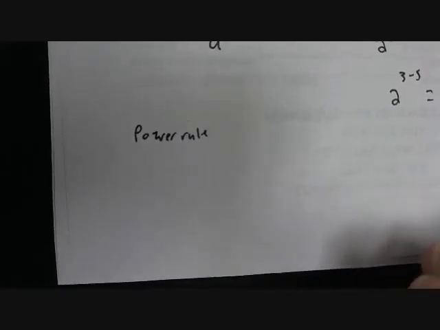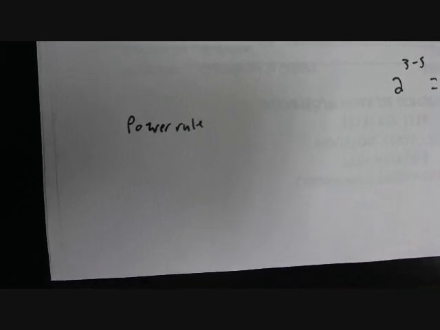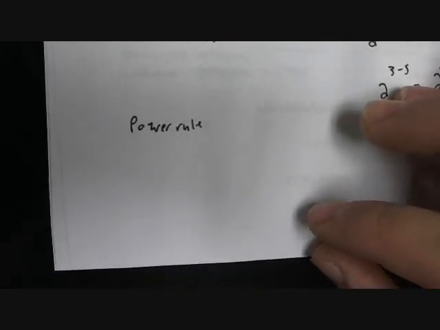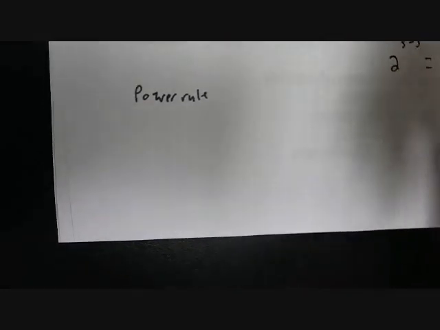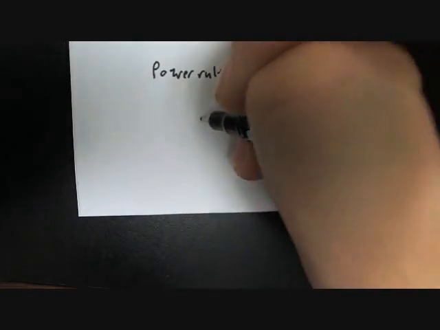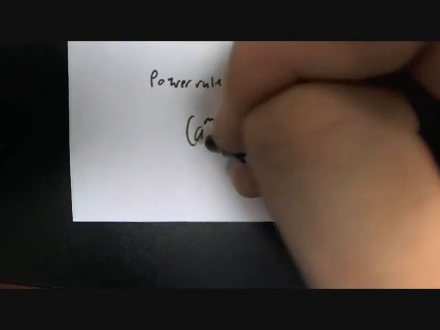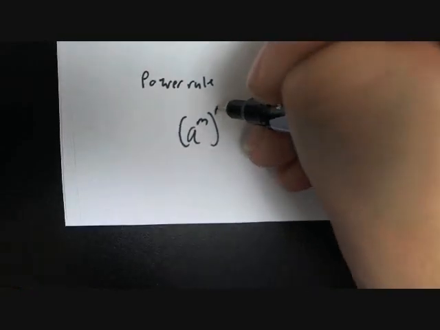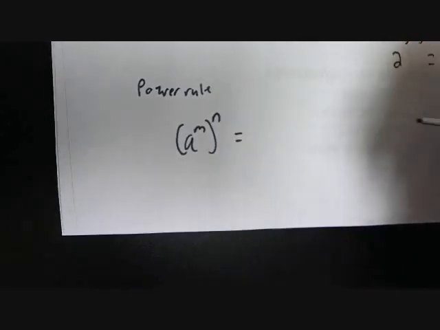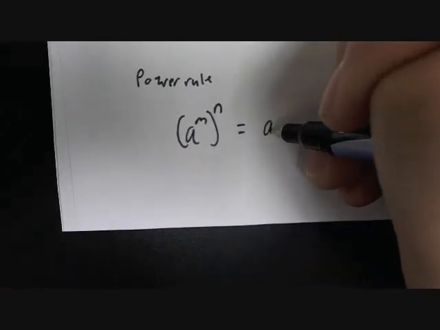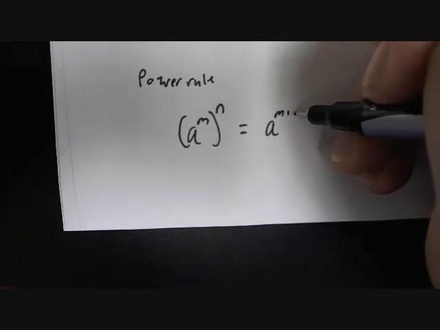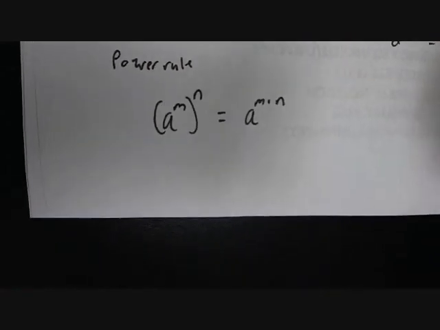Alright, power rule. This is the one a lot of people get confused on. I don't know why, but hopefully nobody will get confused after this. Power rule just states a to the m power, the whole thing raised to the n power, is the same thing as a to the m times n power.